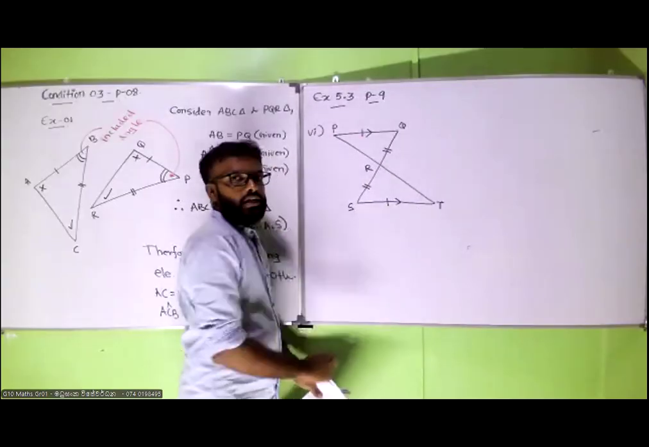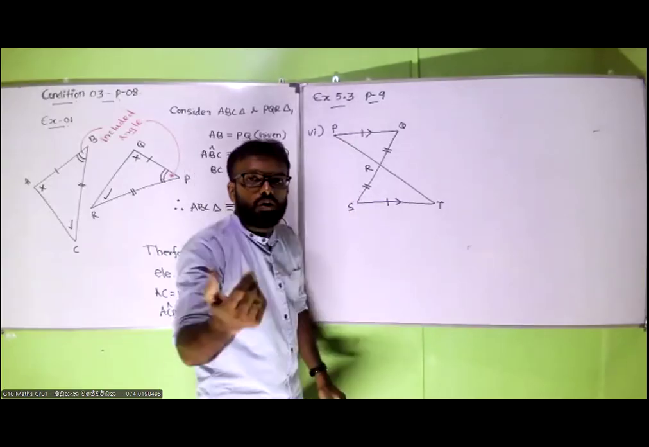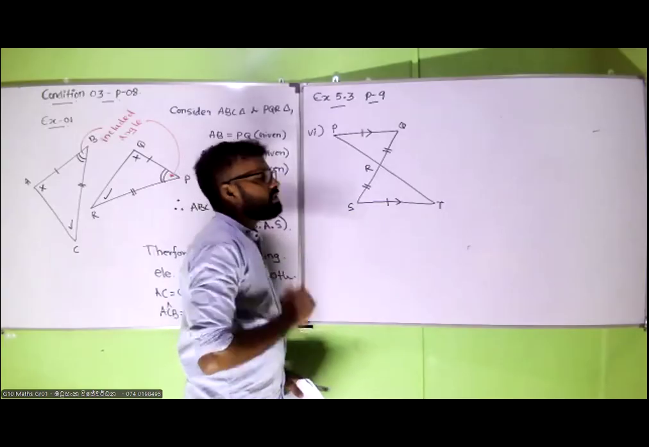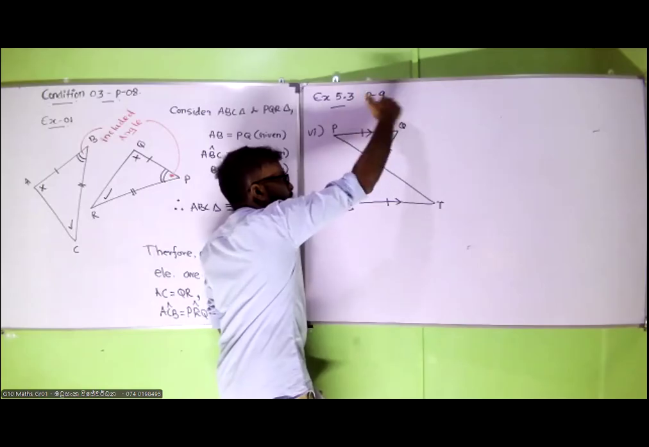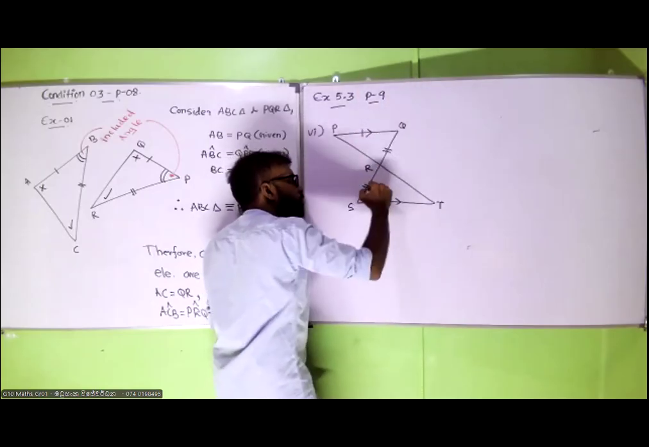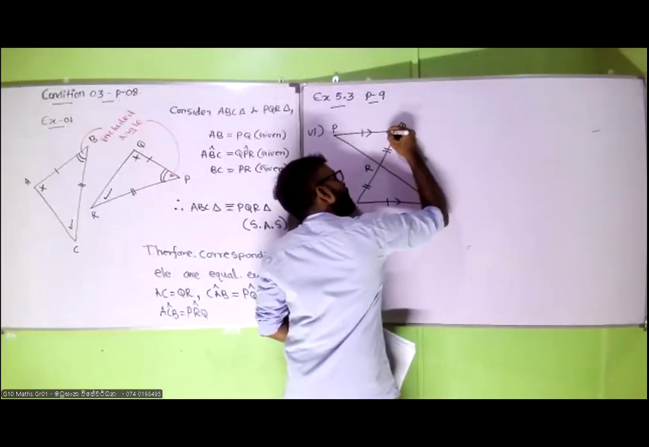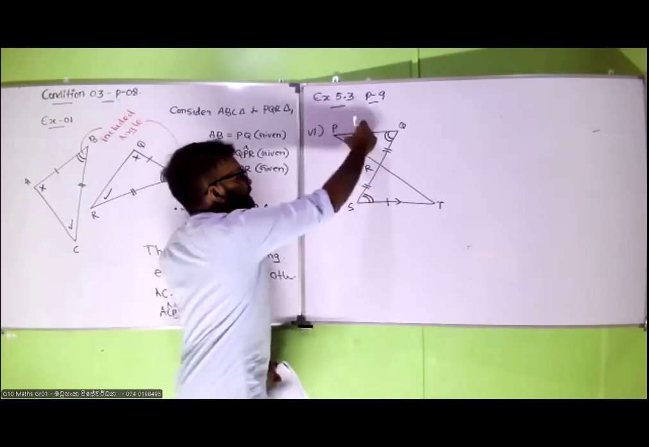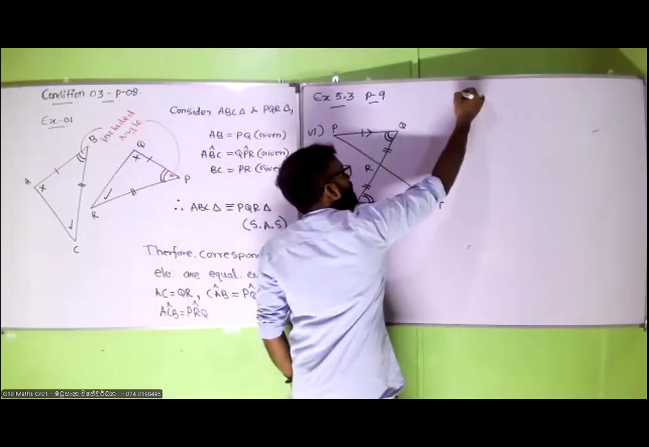Parallel line. What is this QS called? Transversal. Super. Excellent. Transversal. So now this is transversal QS. Parallel lines, two lines, transversal. So you have alternate angles. This angle equals this angle. Alternate angle. SAS. Done.